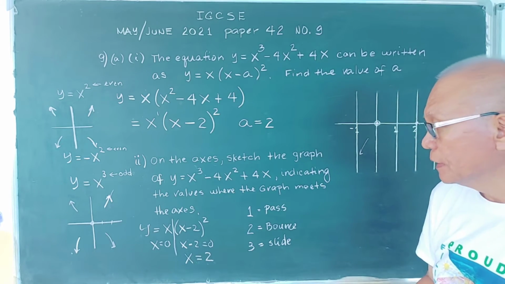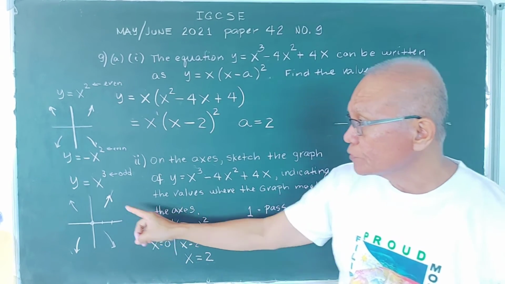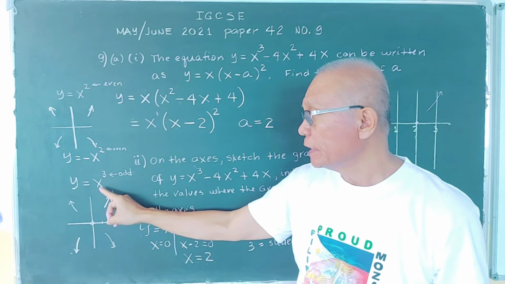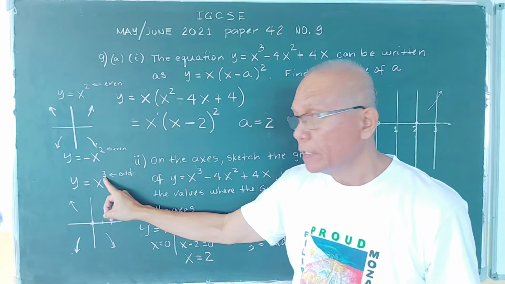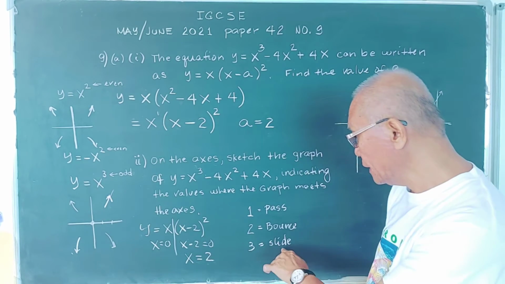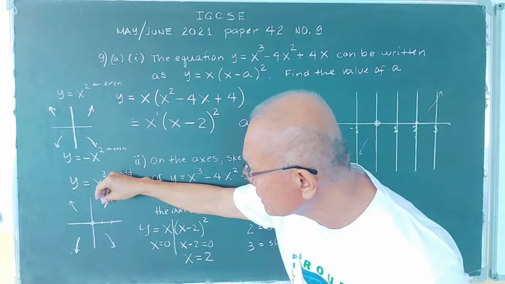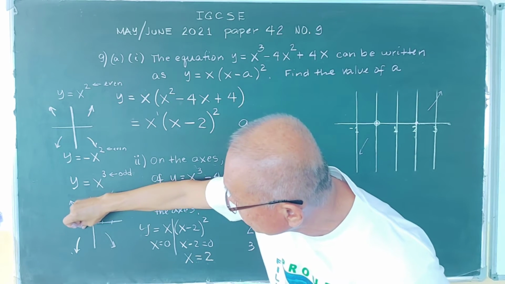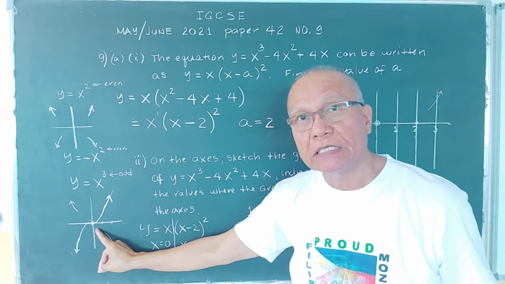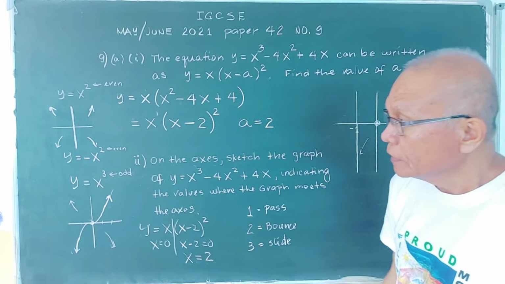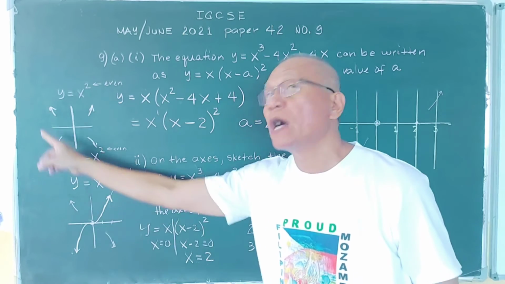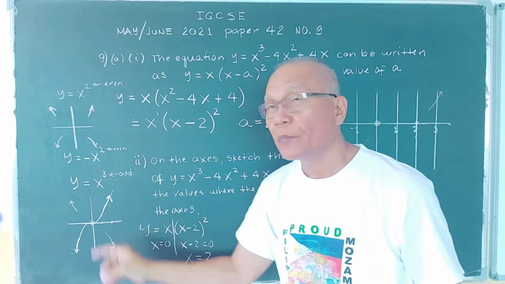Okay, it will slide. For example, this one, y cubed. What is the multiplicity? It's 3. If that is 3, it will pass and slide here, and it will slide here. If that is x squared, then here it will bounce. So this one will be a parabola.